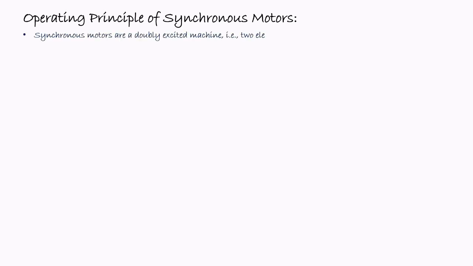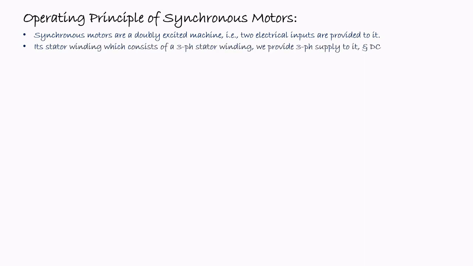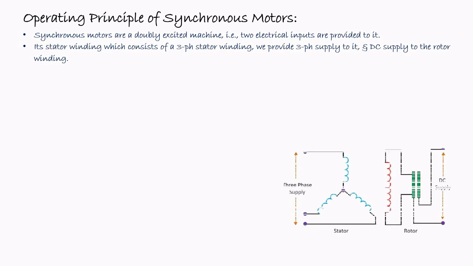The synchronous motor is a doubly excited machine, as we have already mentioned. So two electrical inputs are provided to it. Its stator winding consists of a three-phase armature winding, where we provide the three-phase supply, and DC supply is given to the rotor winding, where the field windings are placed. Here the electrical circuits of the stator and rotor are shown.